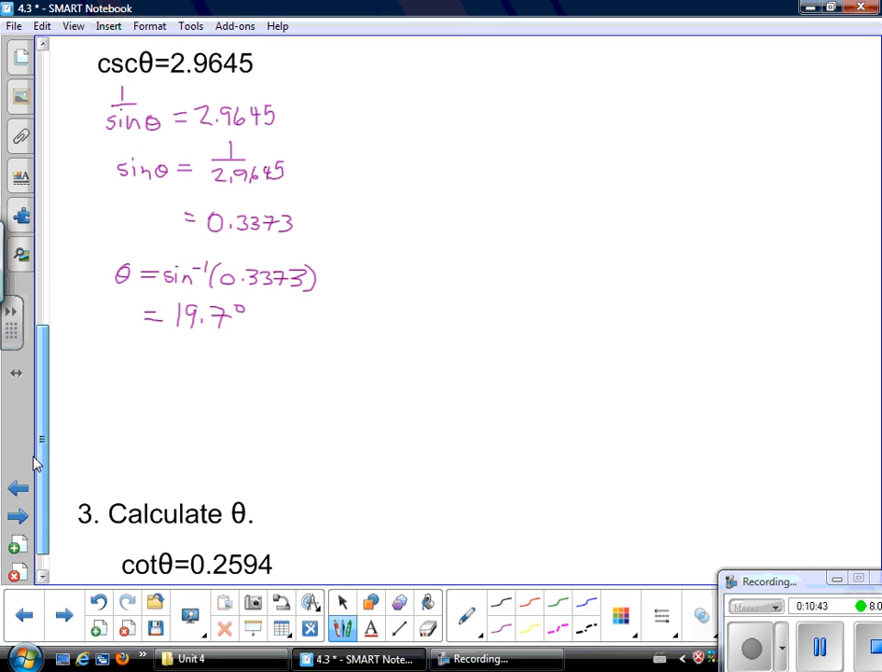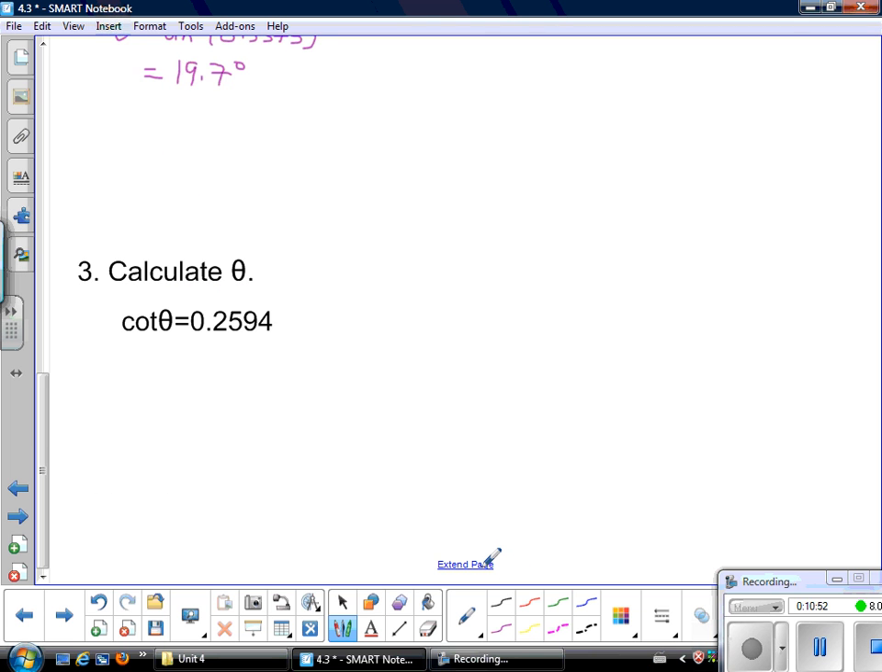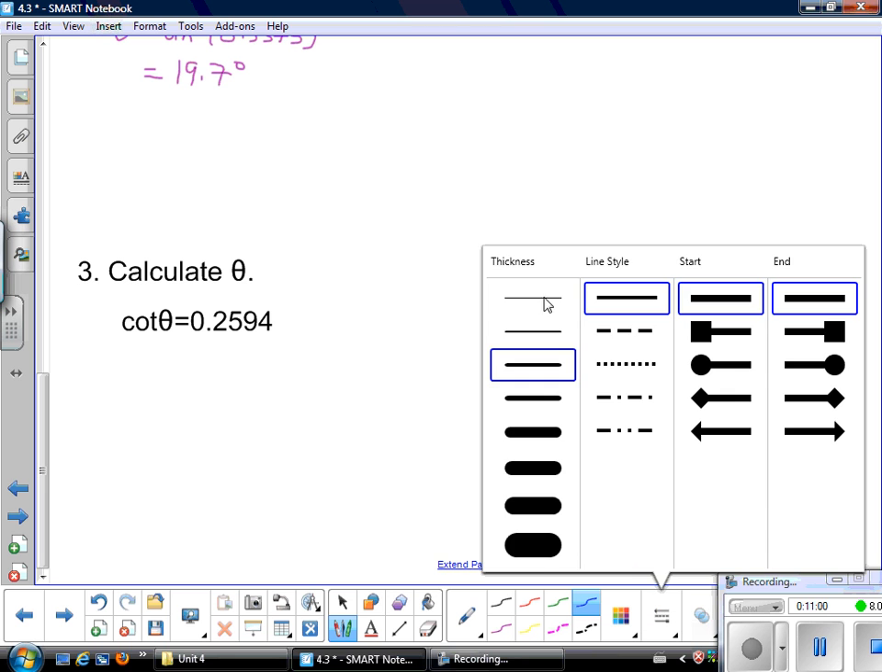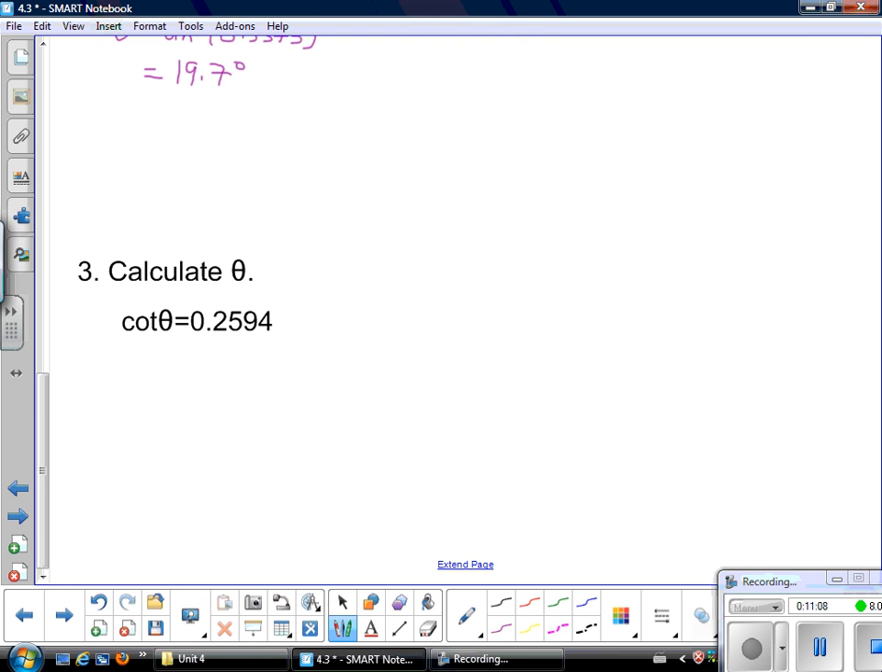Okay, and we'll do one more. And this is calculate theta. And this time we have cotangent. Cotangent equals 0.2594. So let's switch to blue so no color gets left out. Again, this one's a little bit easier, cotangent, so that's my tan, so that's 1 over tan. And I'm just going to do this here because I think my writing pen would like it. And yes, I'm talking to myself. Equals 0.2594.